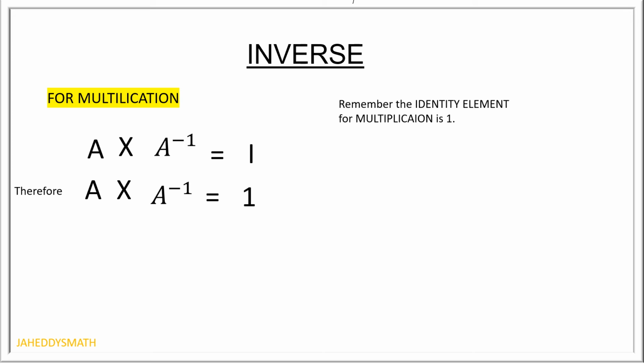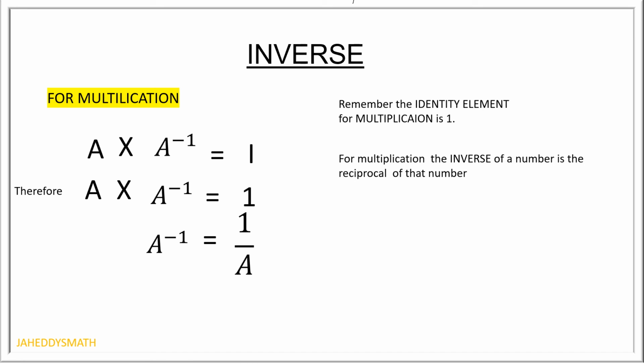So we have that equation there. Now on the left, to simplify to find the inverse, we just have to divide both sides by a, so we'll get on the right 1 over a, which we say is the reciprocal of a. So for multiplication, the inverse of a number is the reciprocal of that number.